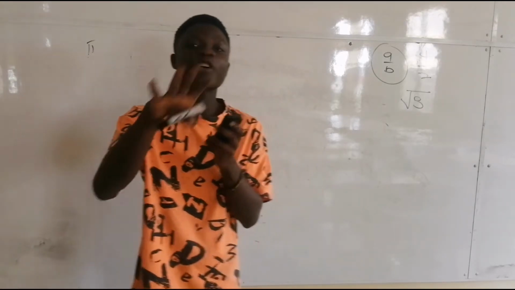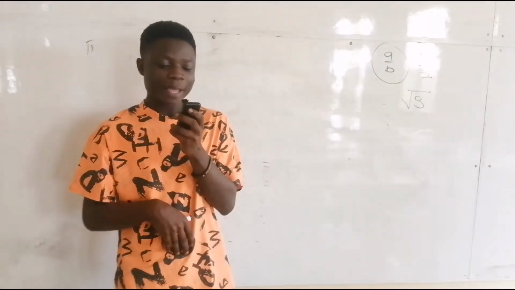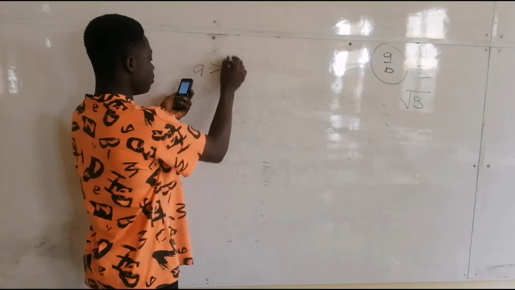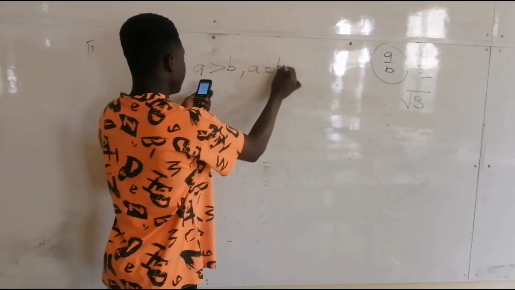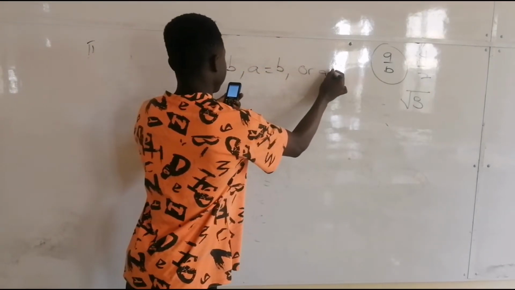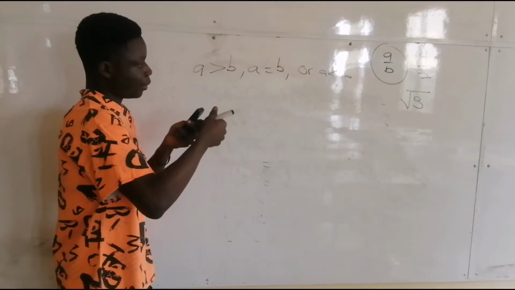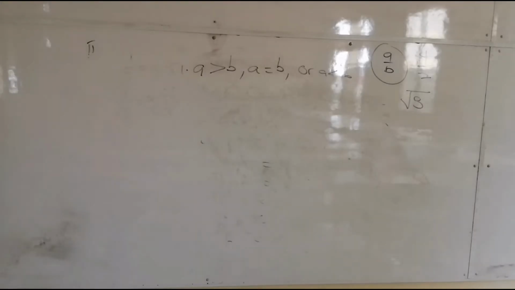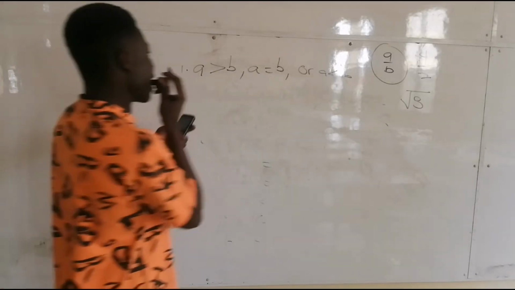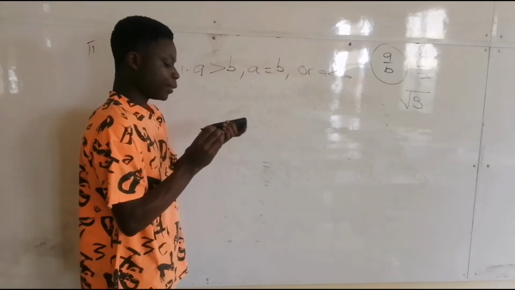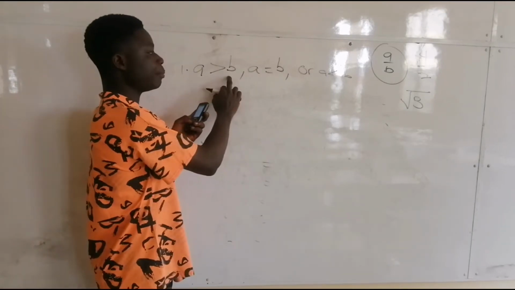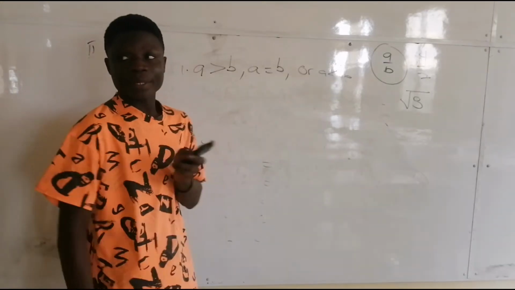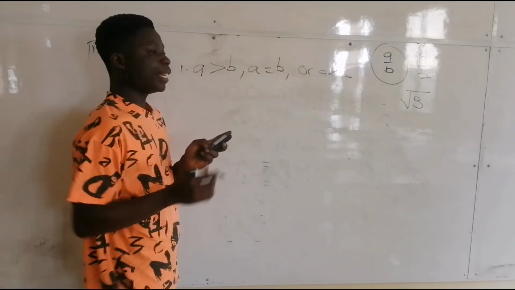So we're going to look at the theorems in inequalities. The first theorem is that if A is greater than B, then A is equal to B, or A is less than B. The first one you must know, this is the first one. Come, let me take the marker. So this is the first one you must know, that if A is greater than B, then A is equal to B, or A is less than B. That's the first theorem for inequalities, right?